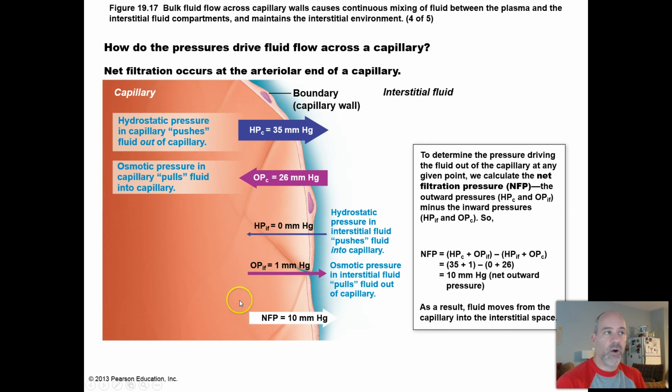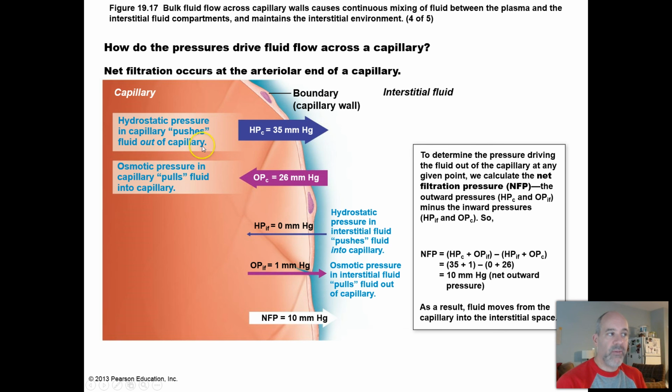This is showing us what's happening at the arteriolar end of a capillary. So we have these opposing forces. At the arteriolar end, you've got blood pressure, hydrostatic pressure, that is pushing fluid and solutes out of the capillary and into the surrounding tissue or interstitial fluids. That's about 35 millimeters of mercury, that pressure at the arteriolar end of a capillary.